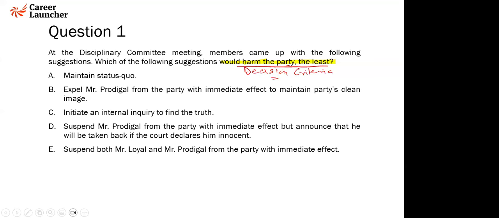So let's look at the choices. Choice A, maintain status quo. Choice B, expel Mr. Prodigal from the party with immediate effect to maintain the party's clean image. Choice C, initiate an internal inquiry to find the truth. Choice D, suspend Mr. Prodigal from the party with immediate effect, but announce he'll be taken back if the court declares him innocent. Choice E, suspend both Mr. Loyal and Mr. Prodigal from the party with immediate effect.